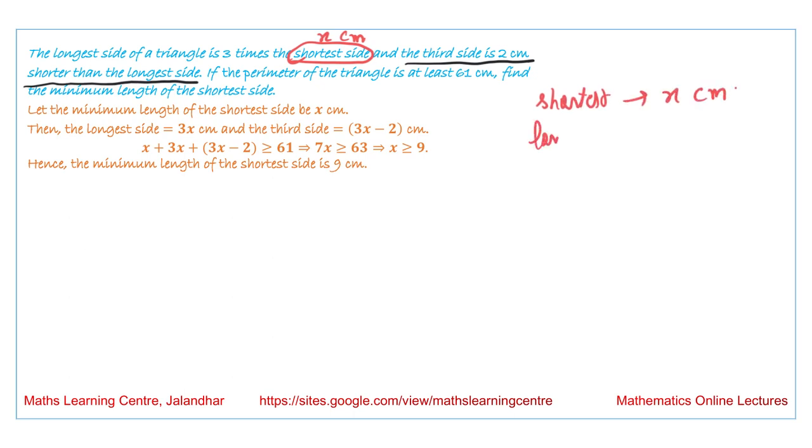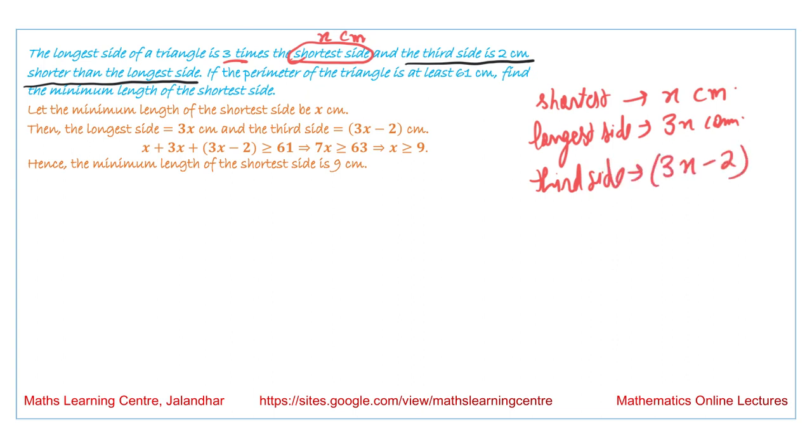The longest side is given to be 3 times the shortest side, so that will be 3x centimeter, and the third side is 2 centimeter shorter than the longest side. So the third side will be 3x minus 2, that is 2 centimeter shorter than this value.